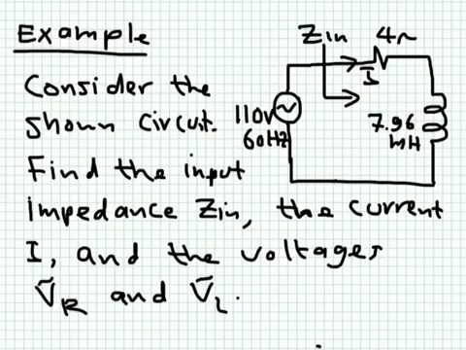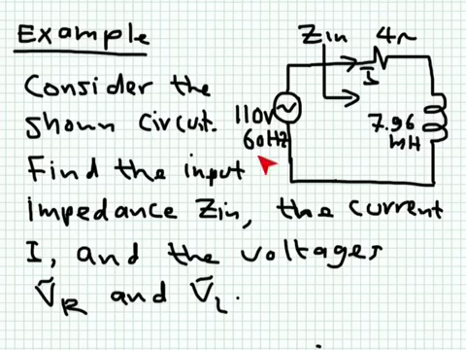Our target is to determine the input impedance seen from the voltage source side, determine the current I flowing in these two, and determine the voltages VR and VL. And here, these are all required as phasors, okay? Because I have here one frequency, it's 60 hertz, so all the voltages and currents will also be sinusoidal signals with frequency 60 hertz. So we only care about their phasor, their amplitude and their phase. So now let's see how we can proceed.